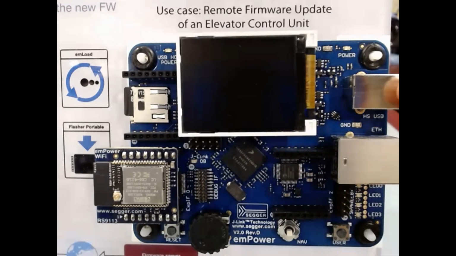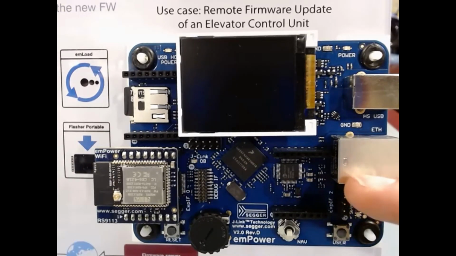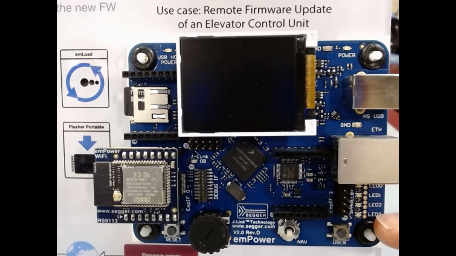Up here we have a USB connector, which I'm going to use to actually power the device. And then over here we have Ethernet, and then we have some LEDs that will show us the status of the firmware update process as well.